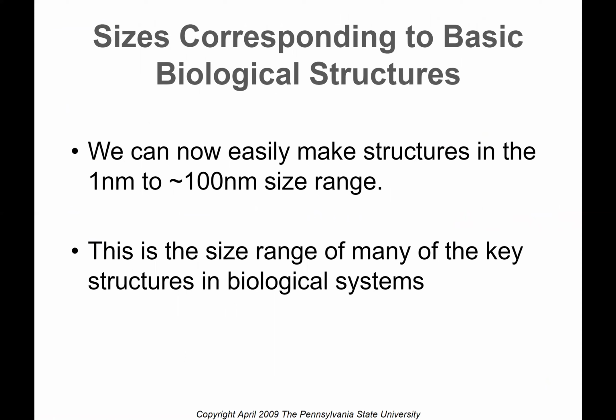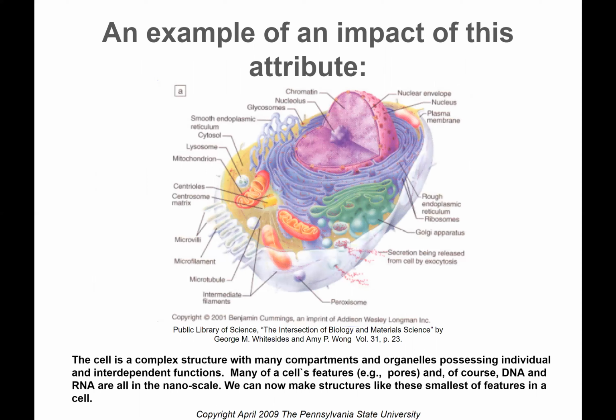Nanoparticle sizes are approximately the same as biological structures. We can now easily make structures in the 1 to 100 nanometer size range. Easily, I don't know, I'd say easily, but they do it often. This is the size range of many of the key structures in biological systems, like here's an example.